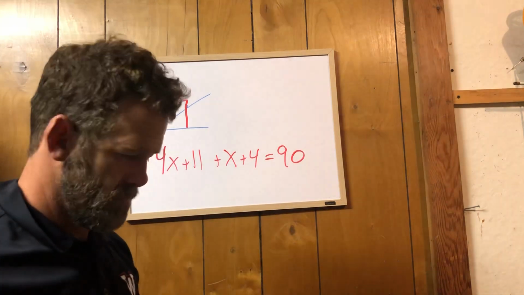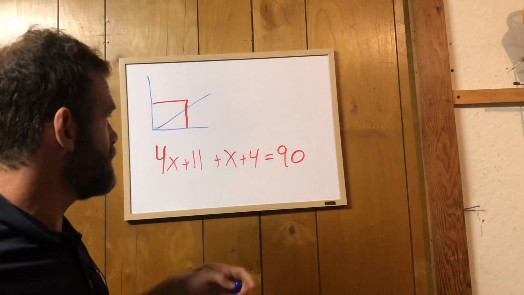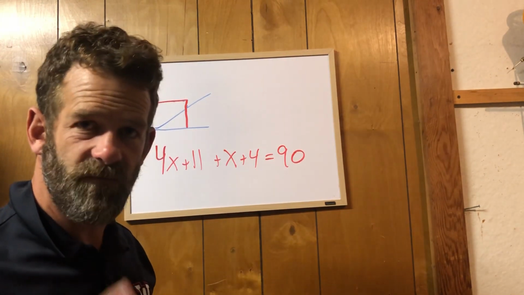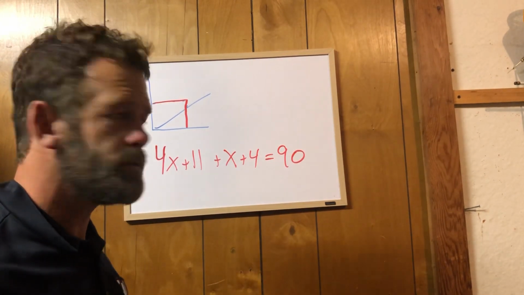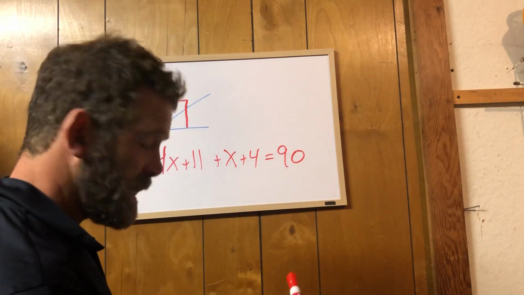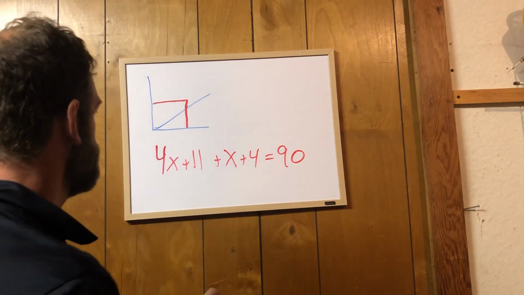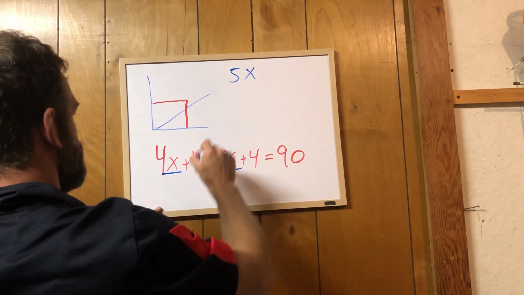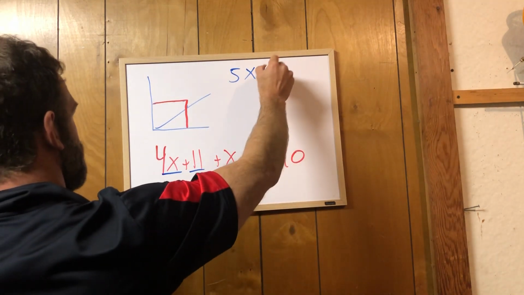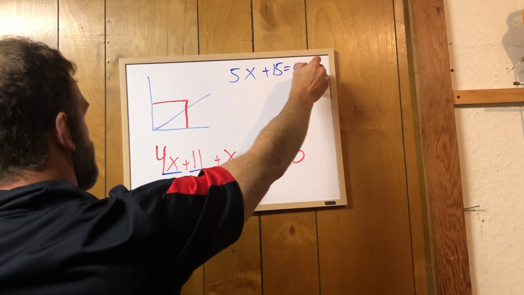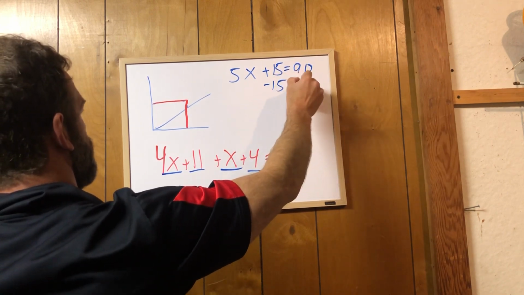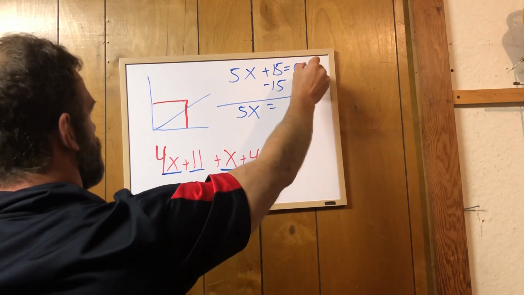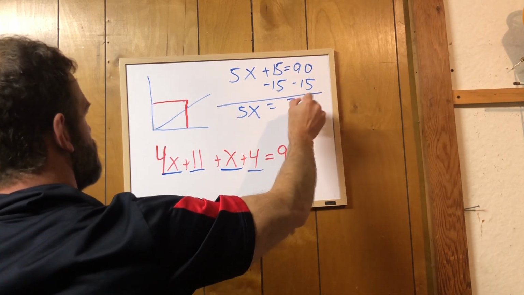It has to. Since it equals 90 degrees, the question is going to be: figure out each angle. Not just solve for x, but figure out what each angle is. So first, I've got to solve for x. I'm going to combine like terms. 4x and x gives me 5x. 11 plus 4 gives me 15, equals 90. Minus 15, just basic math. 5x is going to equal 75.